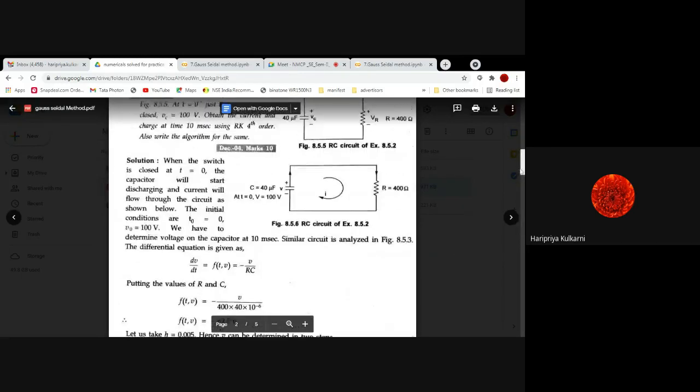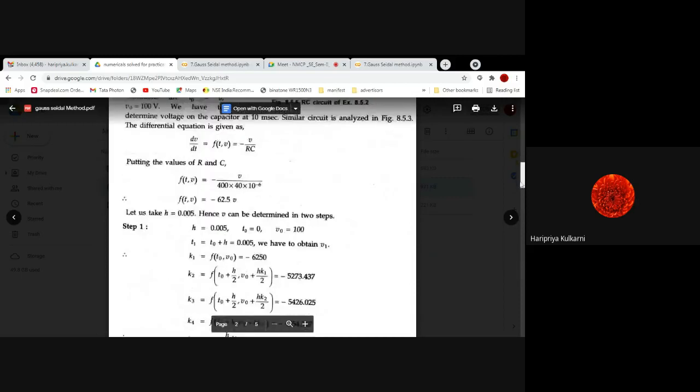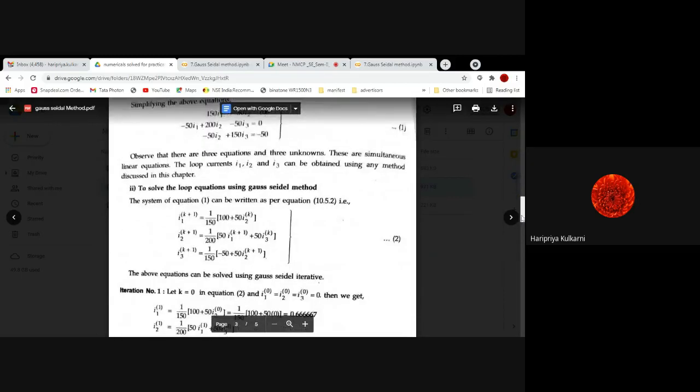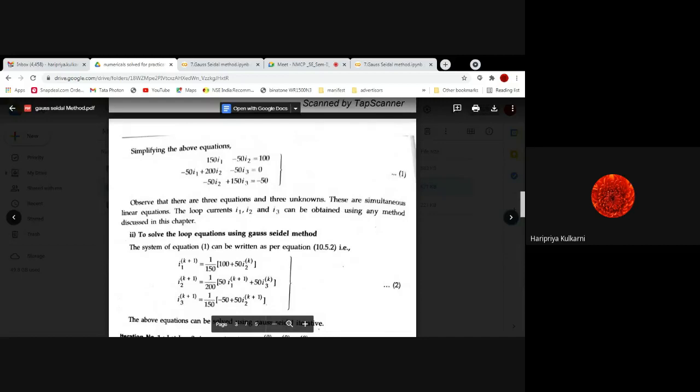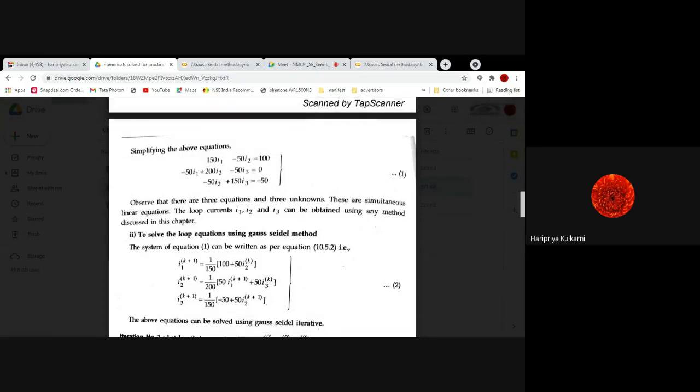Okay, I will call the matrices A, B and X. My A matrix will be 3 by 3, wherein I will take the coefficients of I1, I2, I3. So the first row of my matrix will be 150, minus 50 and 0, because I3 is 0 here. I am talking about the matrix A which I am going to consider in Python coding.